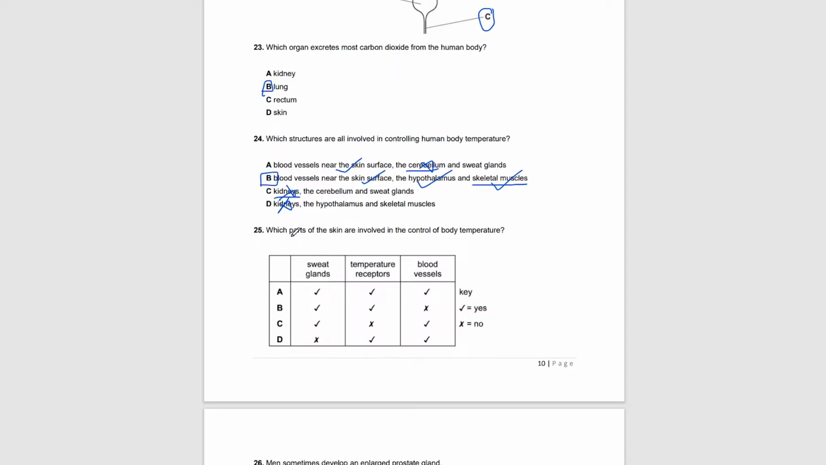Moving on to question 25, which parts of the skin are involved in control of body temperature? Sweat glands produce sweat when the temperature of the body rises, so that evaporation of the sweat takes place and the temperature cools down. Temperature receptors detect the change in temperature, and blood vessels contract or dilate when the body temperature rises or decreases. So all three have a part in controlling the body's temperature.